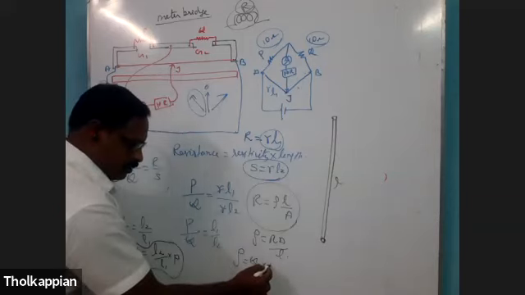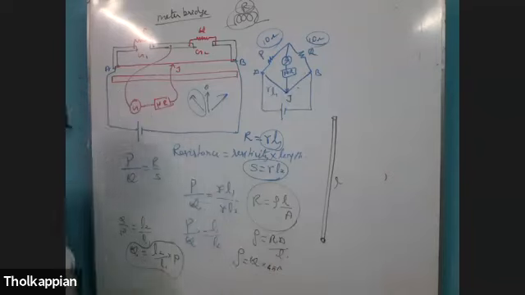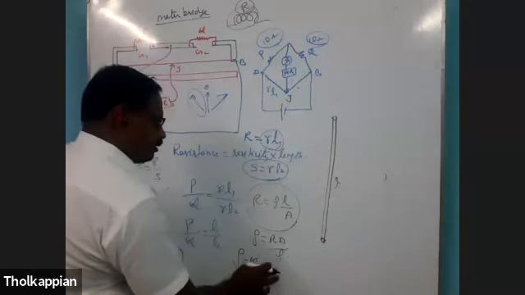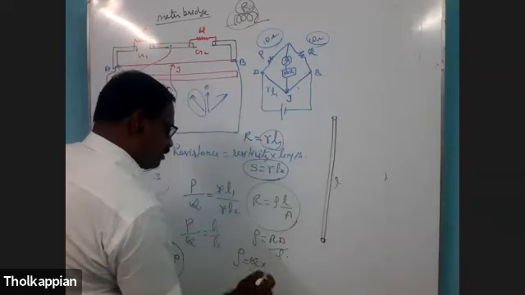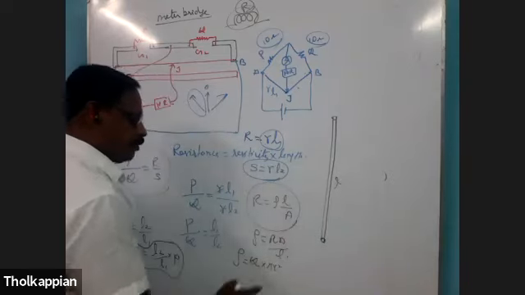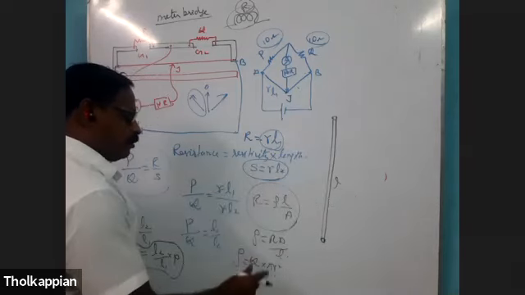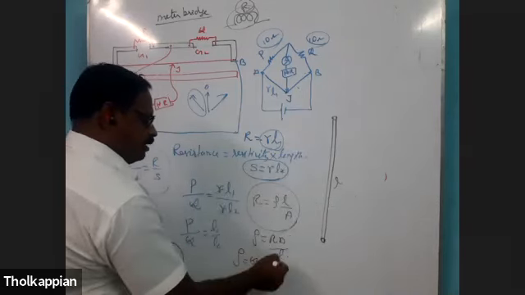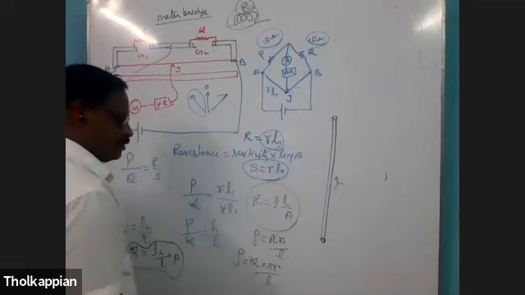So that we can write pi r square, that is the area of cross section. Sorry, pi r square is the area of cross section. Volume means multiplying that by L, but there is no need of volume here. It is the area of cross section, pi r square, by length L.